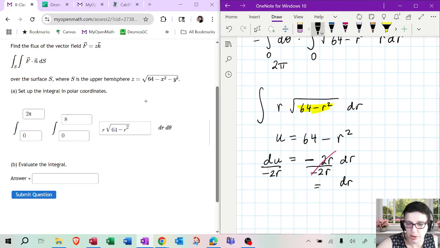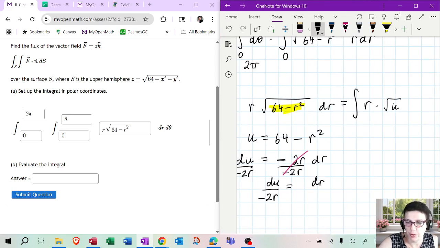And so this is going to just become du over negative 2r. Okay, so let's switch this. So r is going to stay for now, and then we'll have square root of u, and then dr becomes du over negative 2r. Now notice here how r is going to cancel out, right? So if you actually forgot that r, that would be really bad, because then this integral would be much harder to compute. You would actually have to probably perform like a trigonometric substitution or something like that. This would be very difficult.